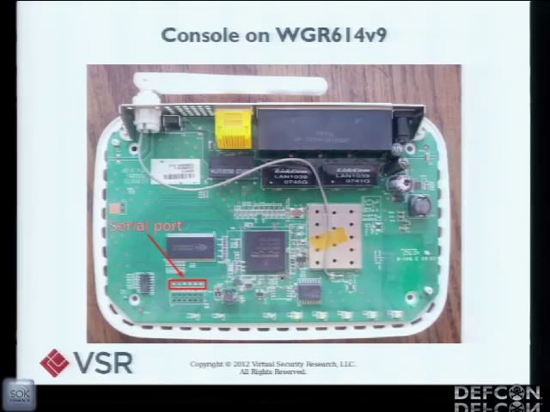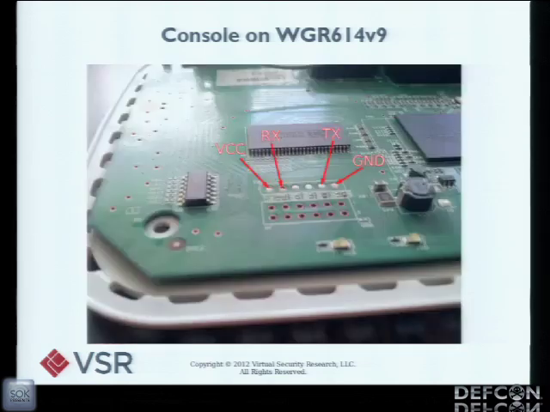So basically, connecting to the console, you're looking for 4 pins: ground, VCC, which is positive voltage, and TX and RX for transmit and receive. Just for example, on the WGR614 v9, these 6 pins at the bottom left constitute the serial port, but we only care about 4 of them. A closer look, we have VCC, RX, TX, and ground. This can mostly be found by trial and error, just by trying every possible configuration of connecting the pins to the solder pads.